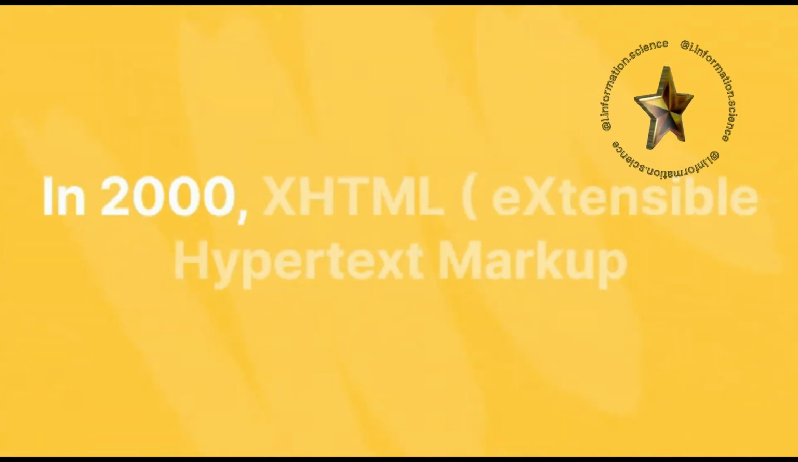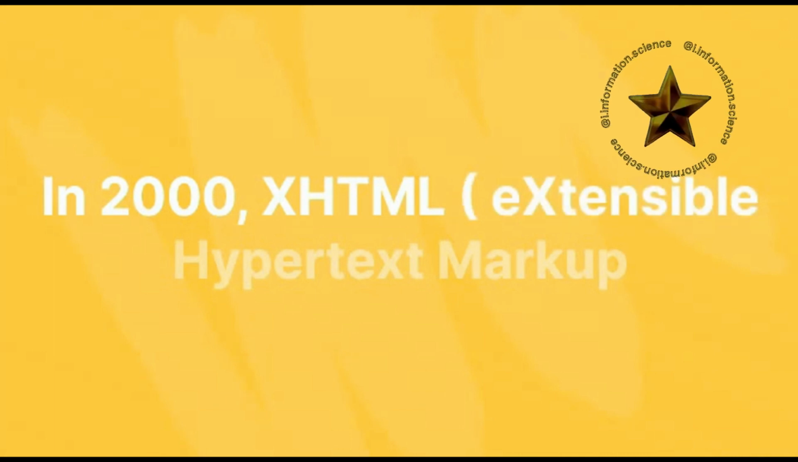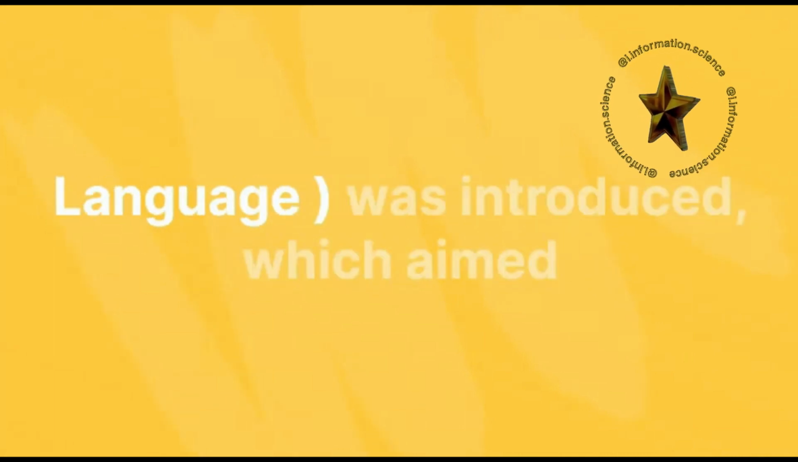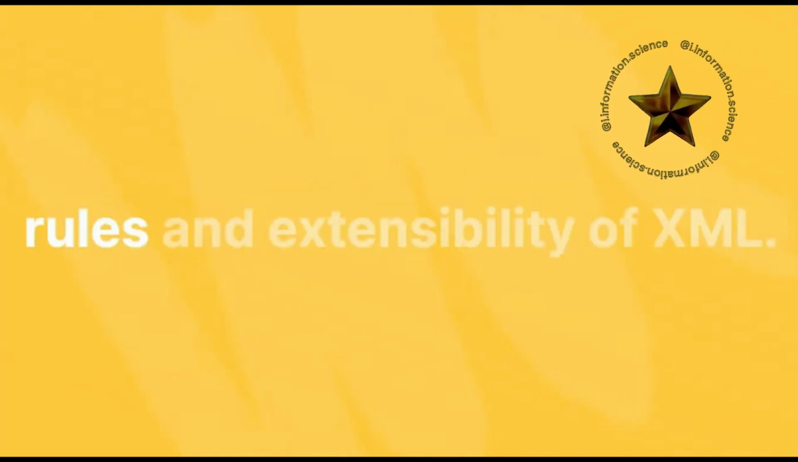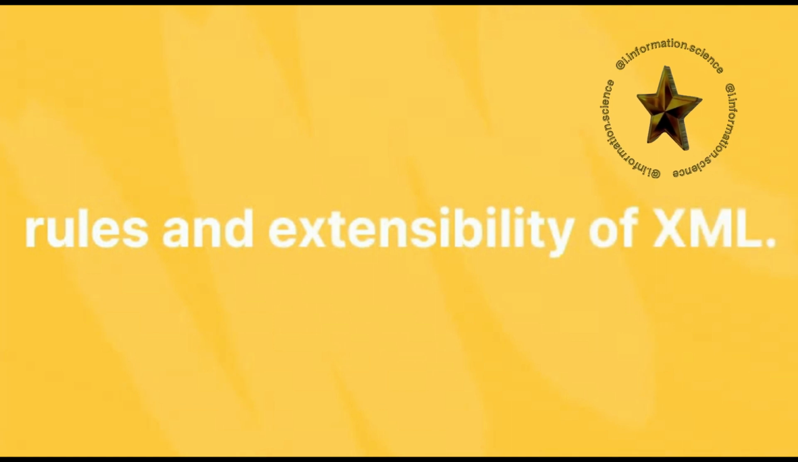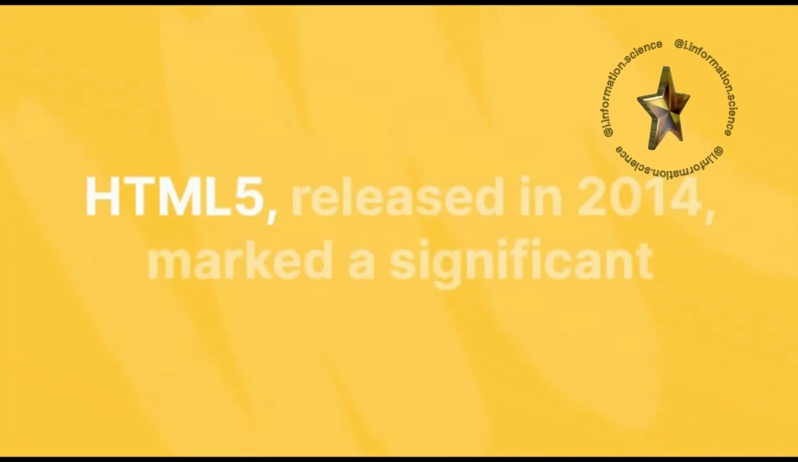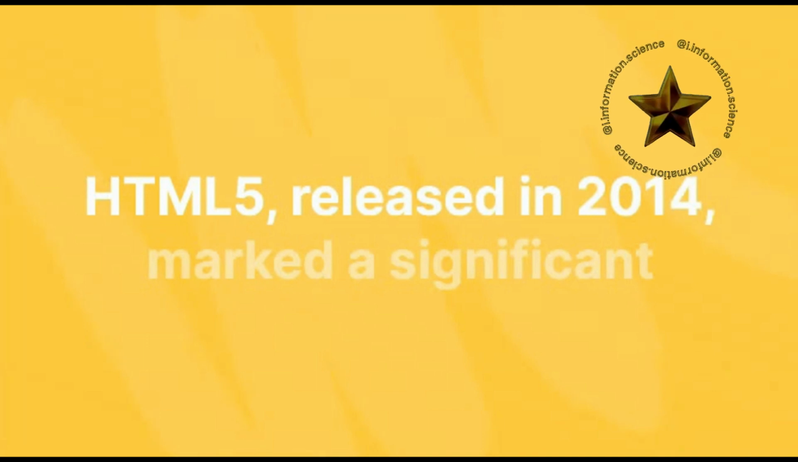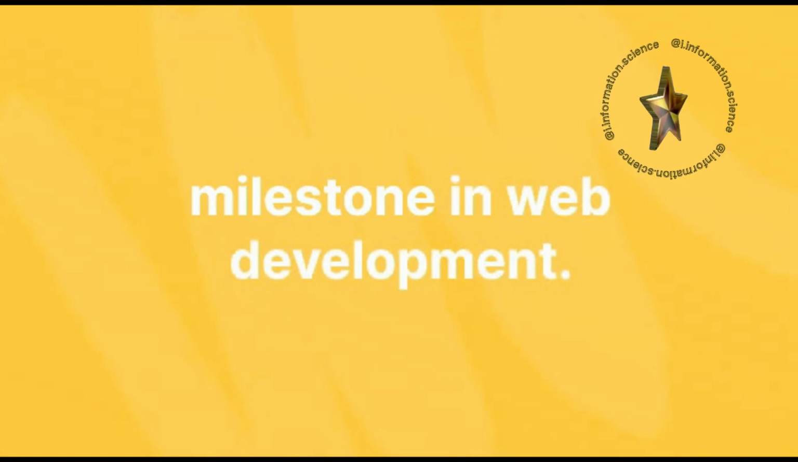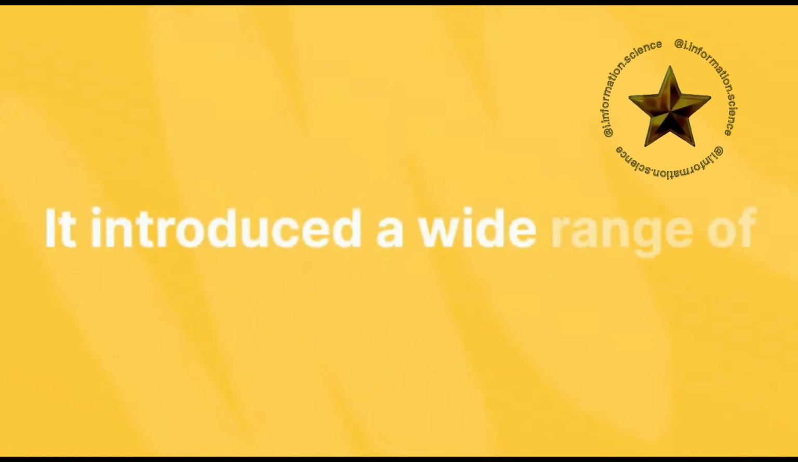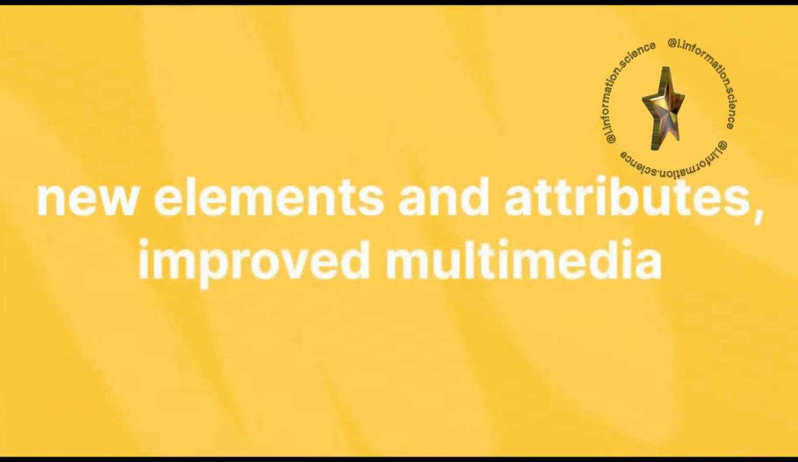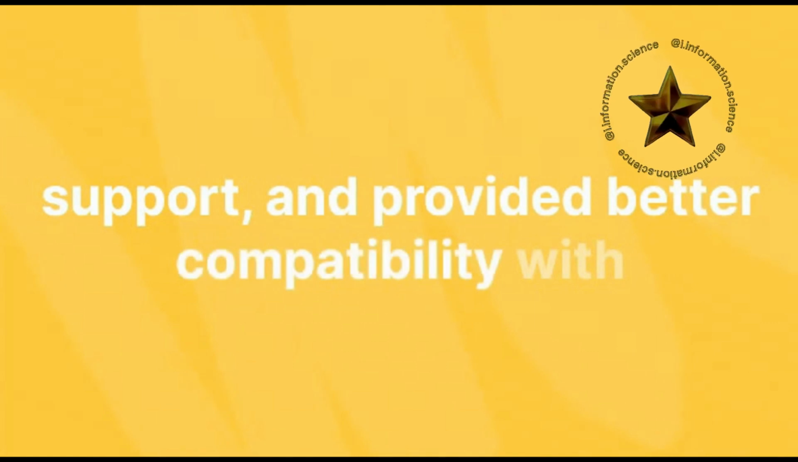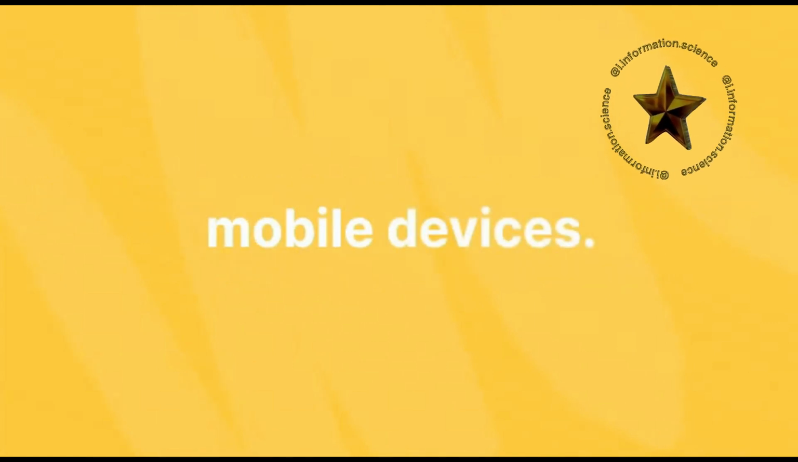In 2000, XHTML, Extensible Hypertext Markup Language, was introduced, which aimed to combine HTML with the stricter rules and extensibility of XML. HTML5, released in 2014, marked a significant milestone in web development. It introduced a wide range of new elements and attributes, improved multimedia support, and provided better compatibility with mobile devices.